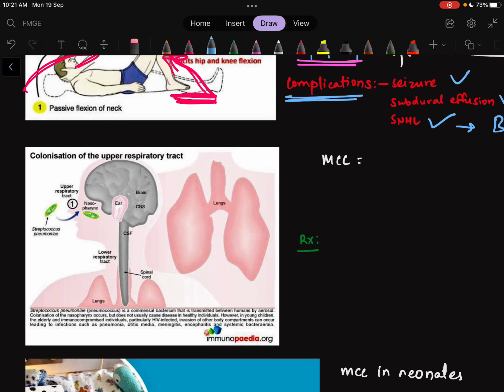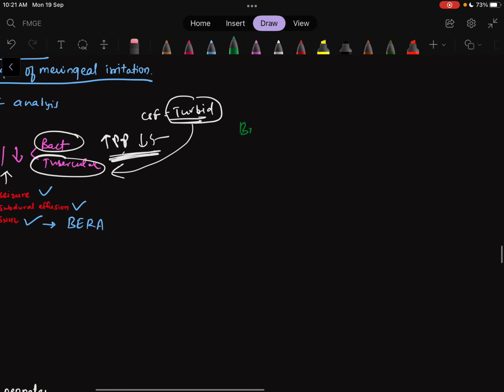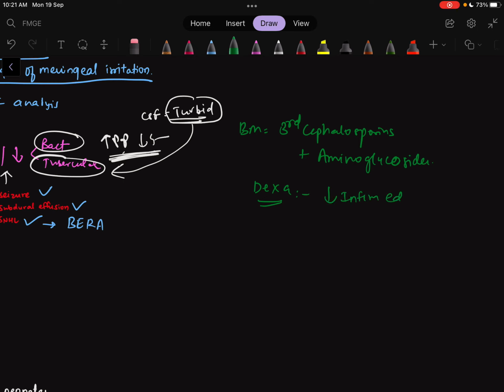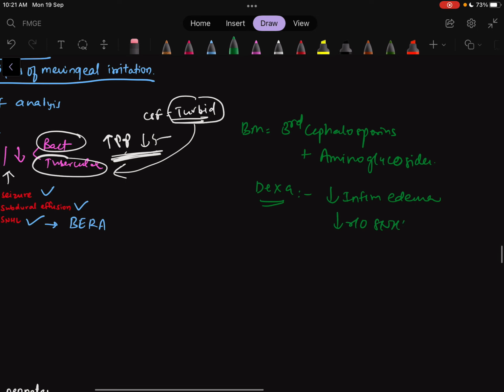Next topic is management of meningitis. For bacterial meningitis, we can give third generation cephalosporins plus aminoglycosides. And dexa can be given. The steroid dexamethasone can be given to decrease the inflammatory edema and decrease the risk of sensorineural hearing loss. So we give third generation cephalosporin with aminoglycosides and dexa.